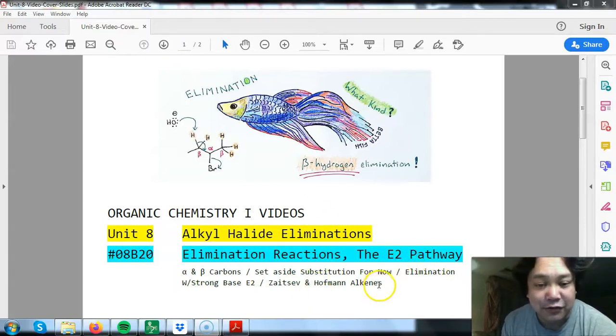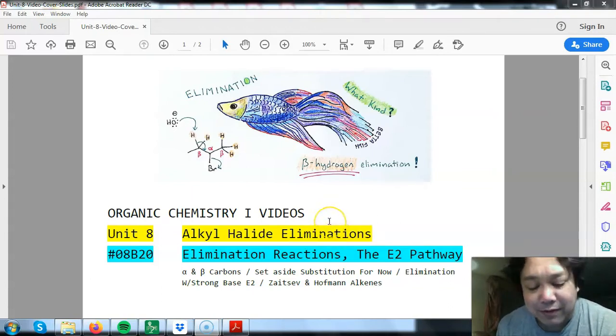There's a lot of terminology for the E2 pathway that will require its own video. Now, taking a look at the illustration, you want to keep in mind when you do an elimination, you're eliminating definitely the halide, but you're also eliminating a hydrogen. And a lot of people get confused about which hydrogen to remove to make the double bond. Eliminations will make double bonds, and you'll see that in just a bit.